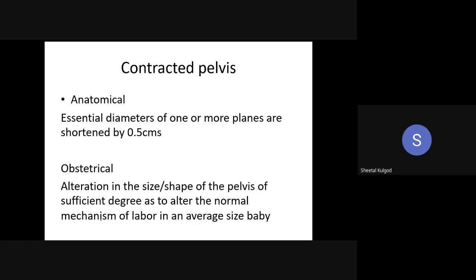So in the position of the fetal head rather. So that is the point where there could be again a difficulty in the normal mechanism of the labor, even though the baby is of average size. So this is the obstetrical definition of the contracted pelvis.